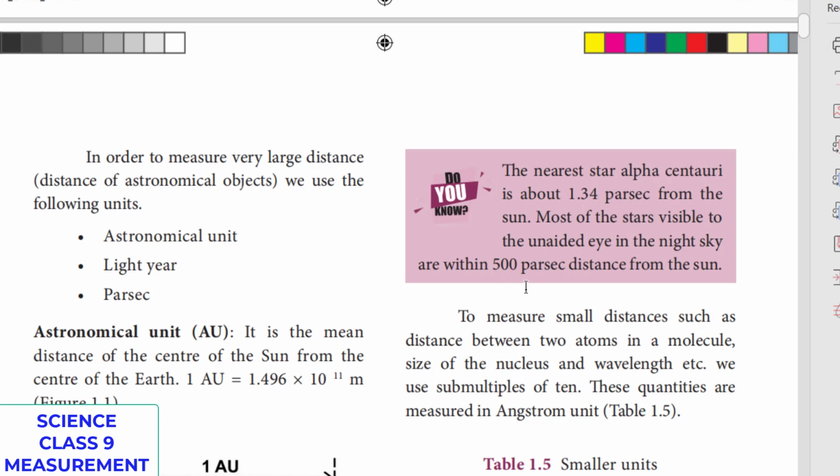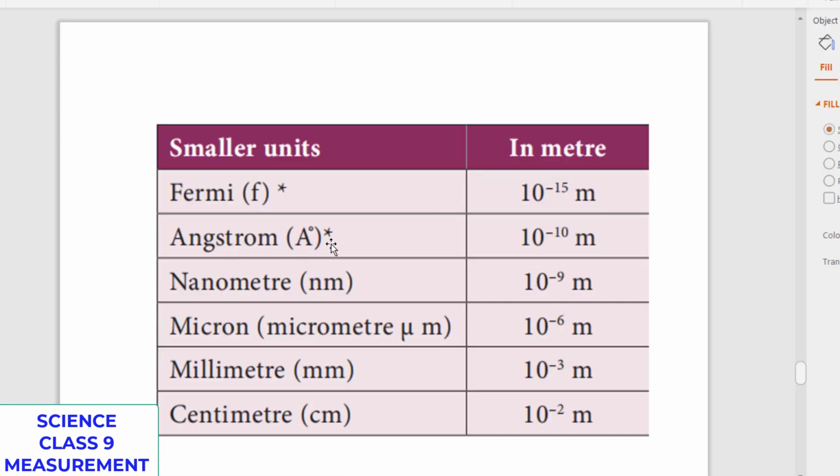To measure small distances, we have to use smaller units of meters. That is Fermi, it is 10 to the power of minus 15 meter. Angstrom, that is 10 to the power of minus 10 meter. Nanometer, it is 10 to the power of minus 9 meter. And micron, that is 10 to the power of minus 6 meter.